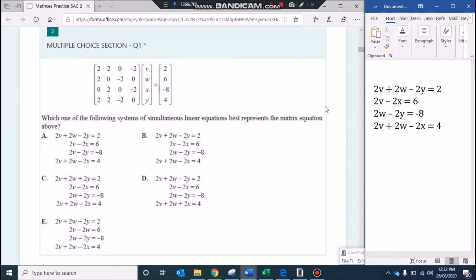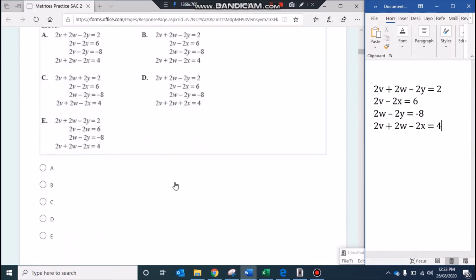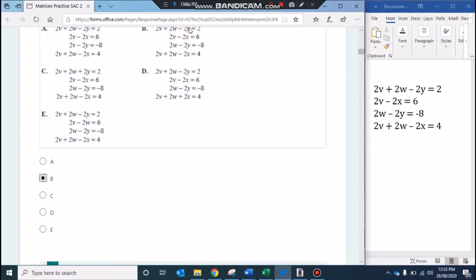So now that's our system of linear equations. We're going to see which one's which here. If we go through and compare them, we will get B. So B is the one that matches this one perfectly. So B would be our answer.